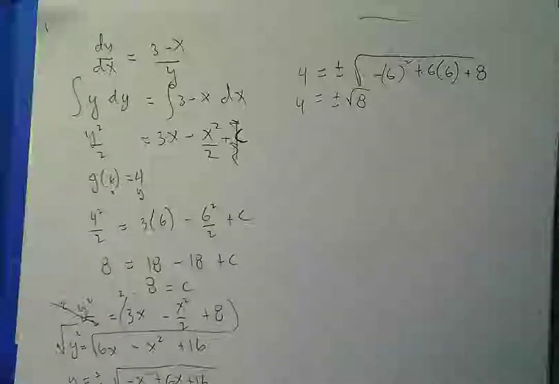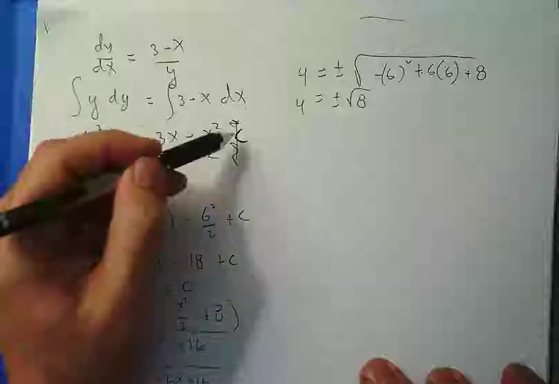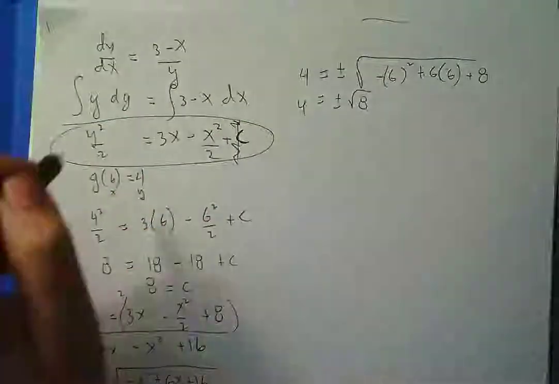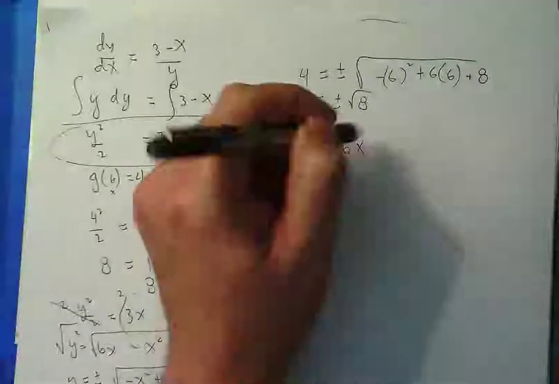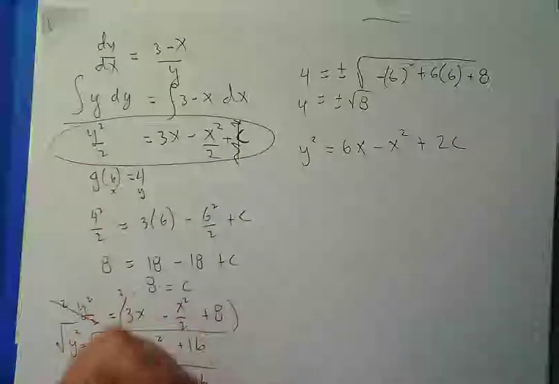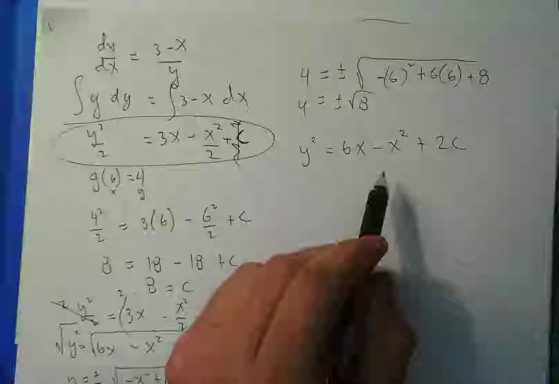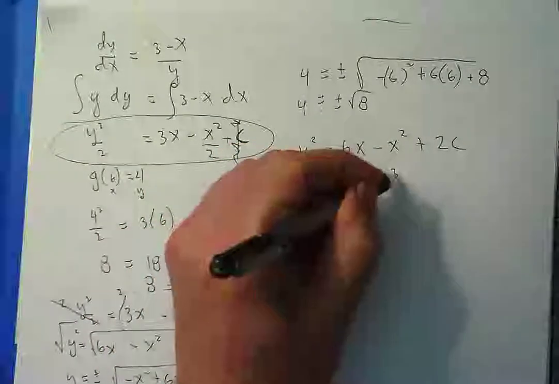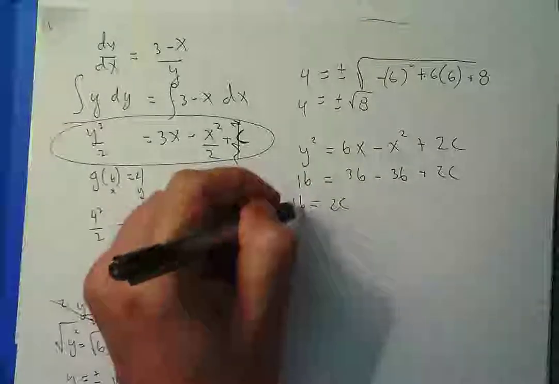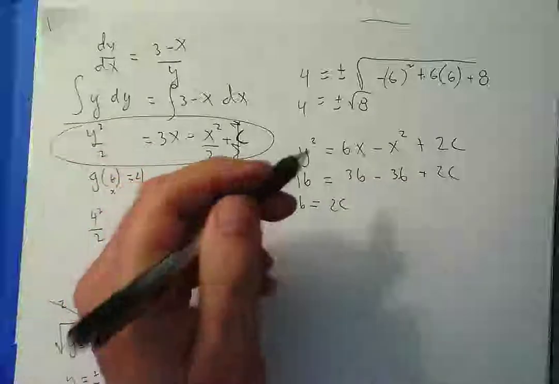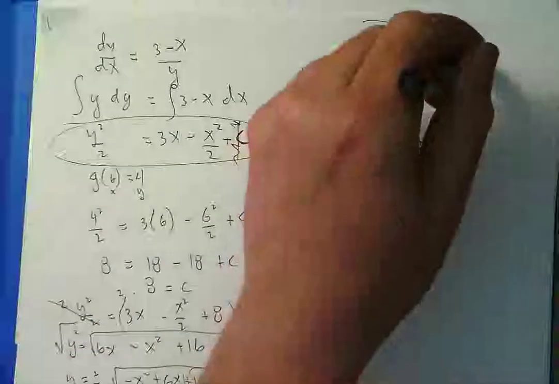So I'm going to go back to this line here. Y squared over 2, good, 3x, good, negative x squared over 2, good, plus c. That seems good to me. Let's stop here, and now let's solve for y. So I would multiply everything by 2, and I would get y squared equals 6x minus x squared plus 2c. All right, I'm going to plug in my 6, 4 here. And I get 16 over here, 36 minus 36 plus, and I've got 2c here. So I know that 2c equals 16. Okay, that seems right so far. And that's consistent with, there it was. I copied it down wrong. This is 16.